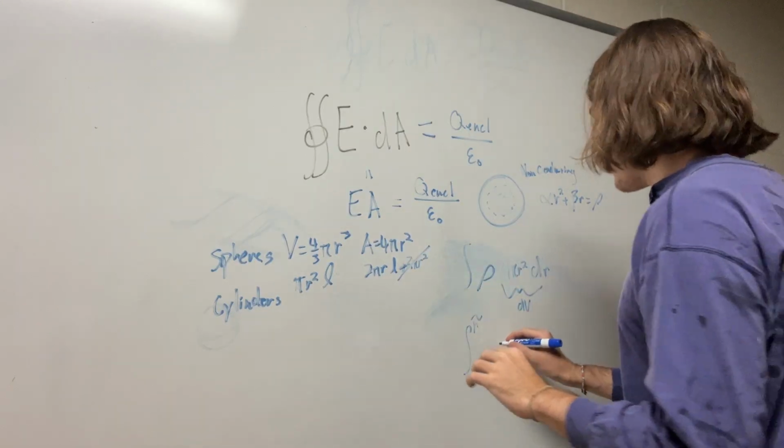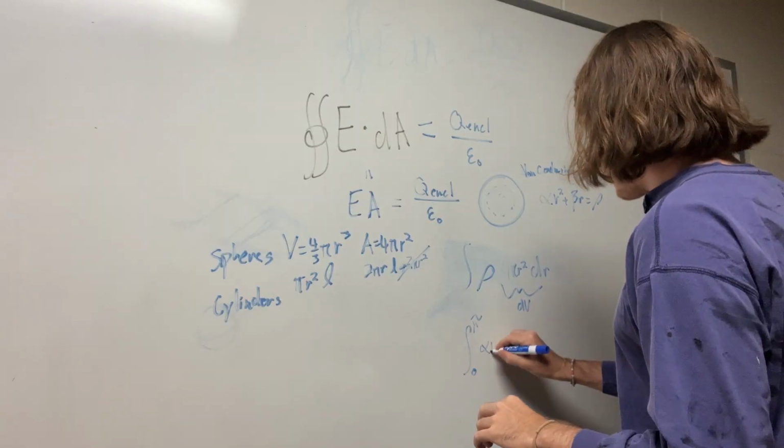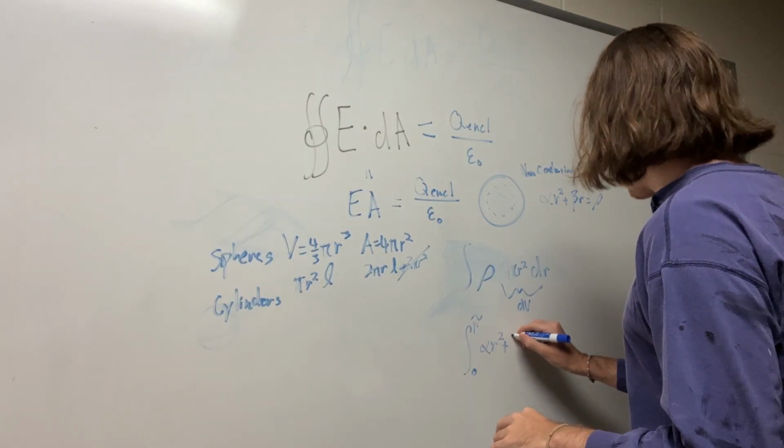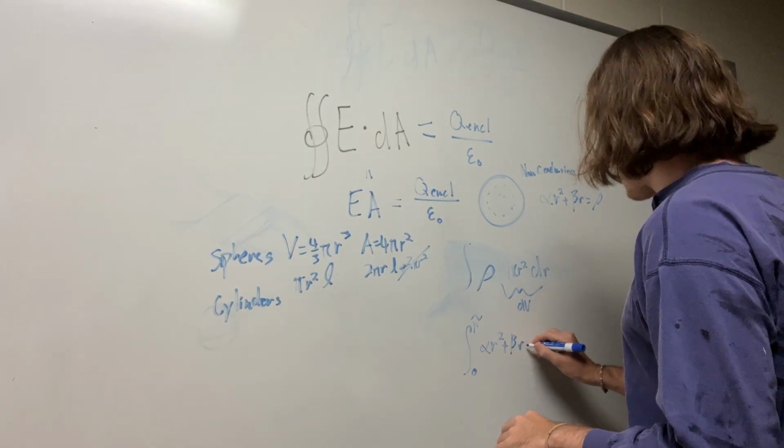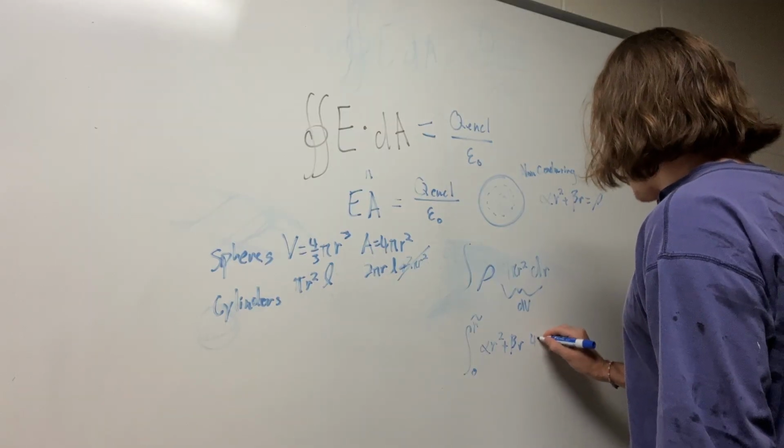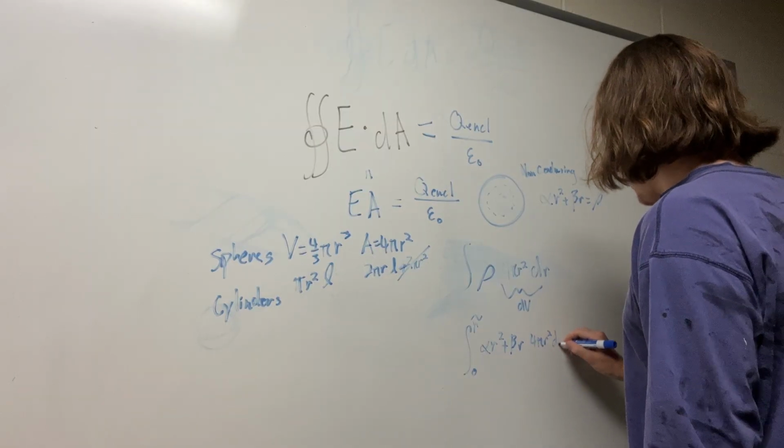Just a tip. So anyways, we have alpha r squared plus beta r, 4 pi r squared dr.